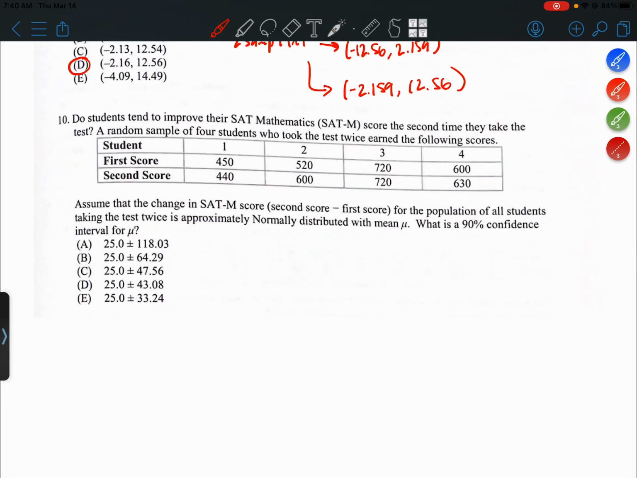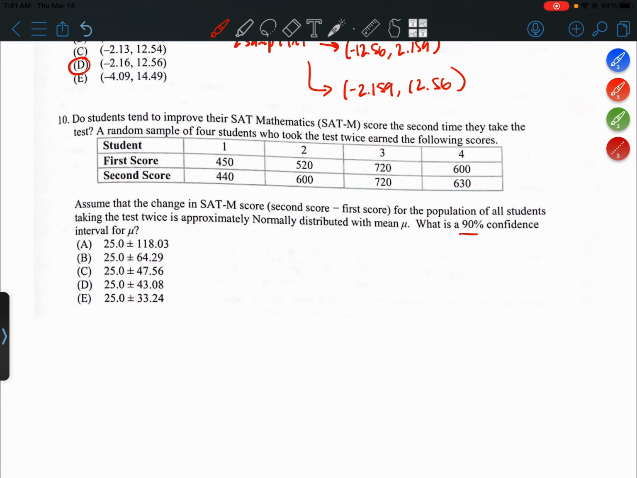Question 10. Do students tend to improve their SAT mathematics score the second time they take the test? A random sample of 4 students who took the test twice earned the following scores. Assume that the change in SAT-M score, second score minus first score, for the population of all students taking the test twice is approximately normally distributed with mean mu. What is a 90% confidence interval for mu? All right.